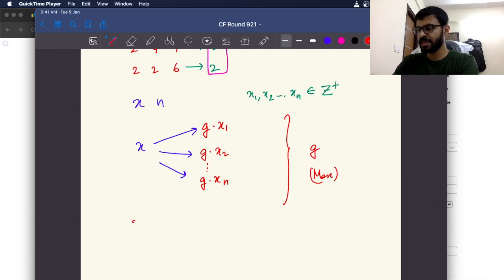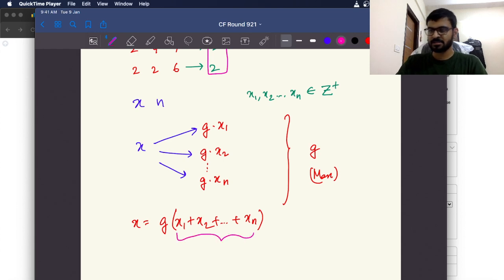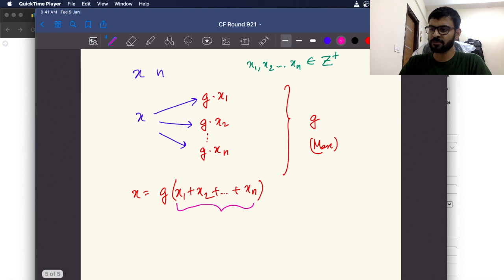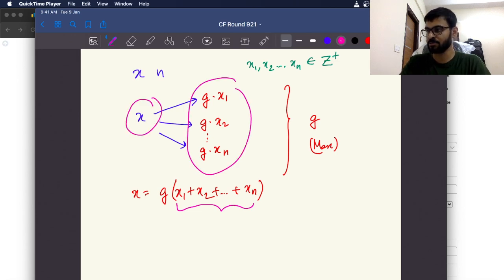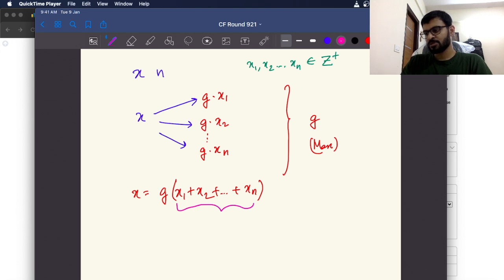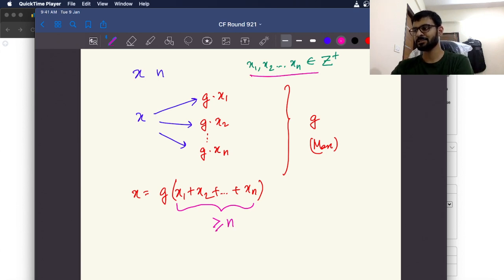So basically, essentially, x is what? x equal to g into (x1 plus x2 plus dot dot dot up to xn). Now, what do I know about this? This is my sum of all numbers. What do I know about the sum of x1, x2 up to xn? That is basically how many times the g is getting multiplied with each of those numbers to give each of those subproblems. Subproblems means that's how the question is framed, that a problem gets divided into n subproblems. x1 plus x2 up to xn basically can be anything, but must be greater than or equal to n because each of them is a positive integer.